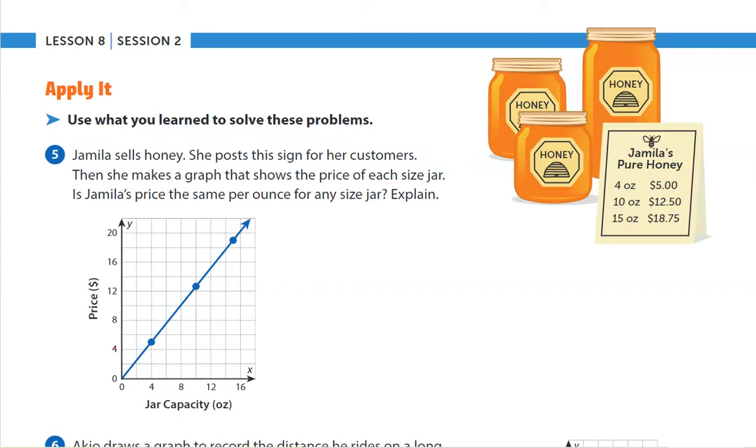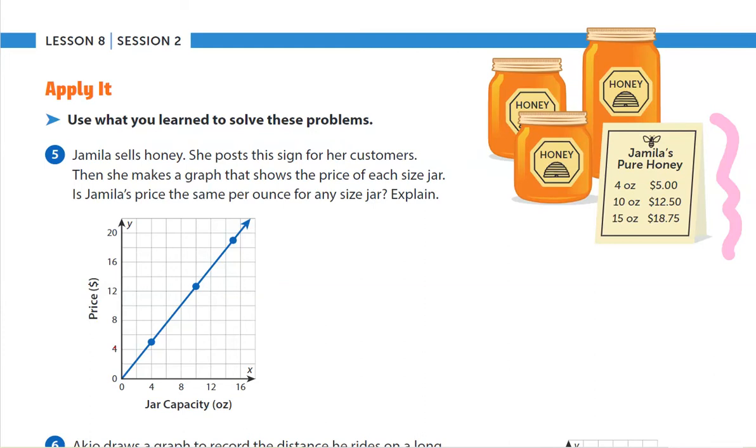She posts this super cute sign for her customers. Then she makes herself a graph because she likes graphs just like I do. She likes honey and graphs. We have so much in common. Then she makes a graph that shows the price of each jar. Is Jamila's price the same per ounce for any size honey? Well, it's a straight line, right? There's no discounts. If there was a discount, there'd be a little crooked spot where you get a little bit more ounces per less money.